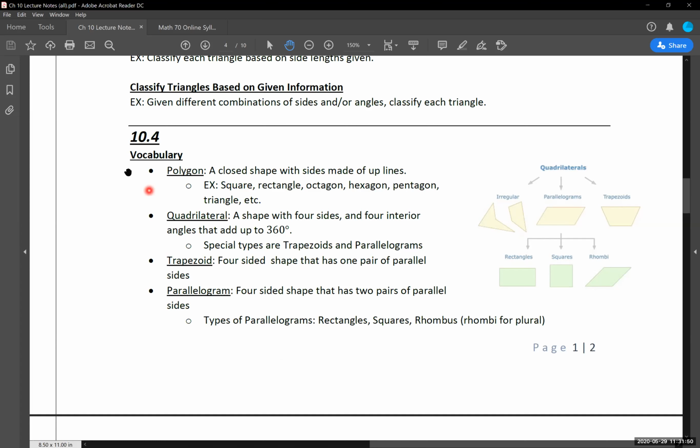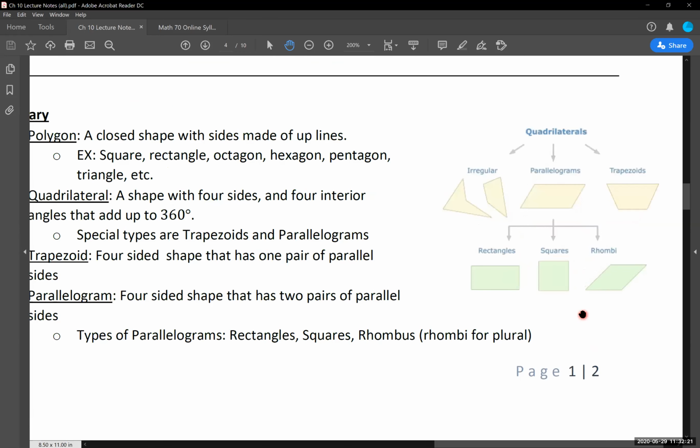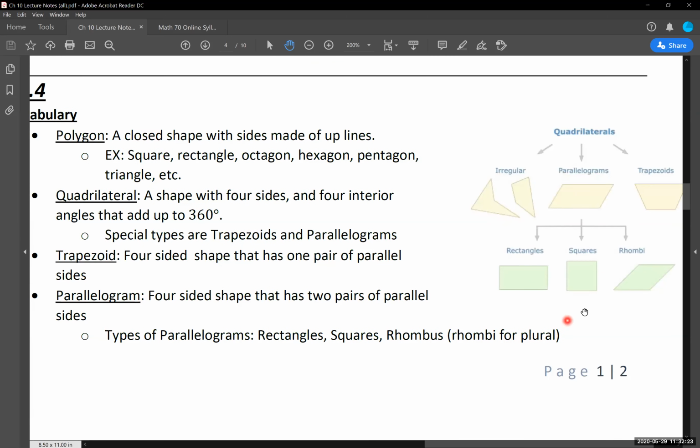So our core definition of a polygon is a closed shape with sides made up of lines. So we have any number of polygons: squares, rectangles, octagons, hexagons, pentagons, triangles, all these different things. Can you make a shape out of lines? Yes. Congratulations, it is a polygon. I've got a whole bunch of them over here. I'm going to zoom us in a little bit because I'm hoping that that's showing up well enough, but just want to be sure.